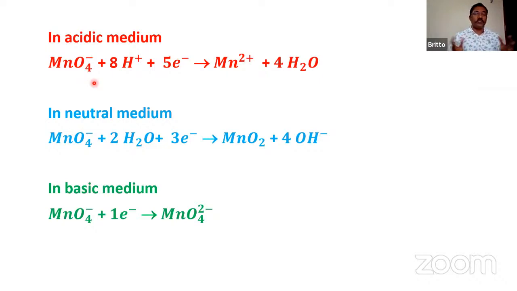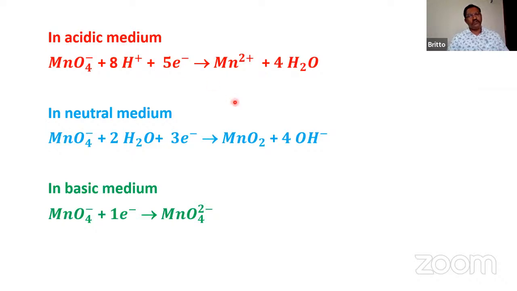Accordingly, it depends. Sometimes we have to multiply this by a number. So if you know this whole thing, we can multiply based on that. Okay, so in acid, remember MnO4 minus plus 8H plus plus 5 electrons gives Mn2 plus plus 4H2O. So how do you find out how many H2O and how many H plus? Based on the oxygen. Here MnO4 has 4 oxygen, so put 4 H2O. And how much hydrogen is in 4 H2O? 8 hydrogen, so put 8 H plus.